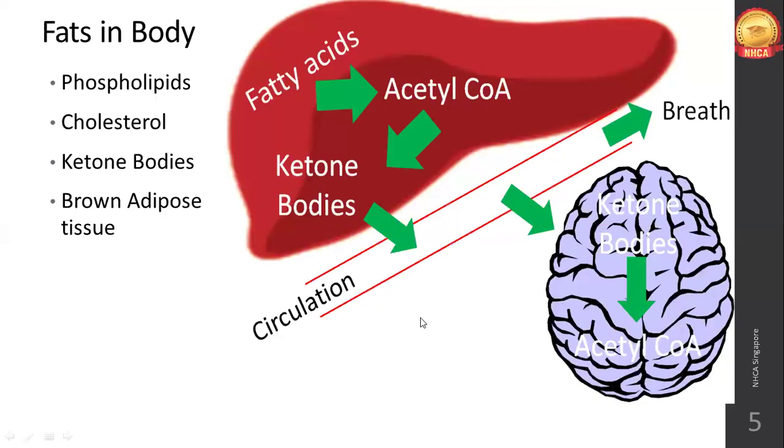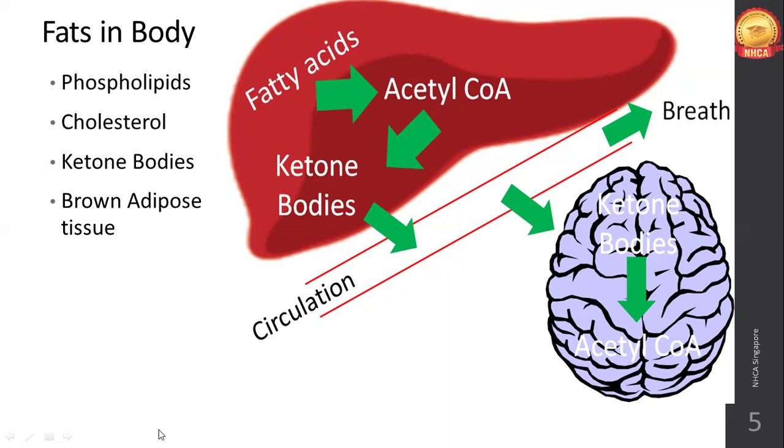Then you have, these are the ketone bodies. Ketone bodies are formed in your liver as well. All the fatty acids from the adipose tissue will come to your liver. Acetyl CoA will convert it into ketone bodies, release it into the circulation. And ketone bodies will go to different parts of your body. Kidneys will remove as much ketone bodies as possible.